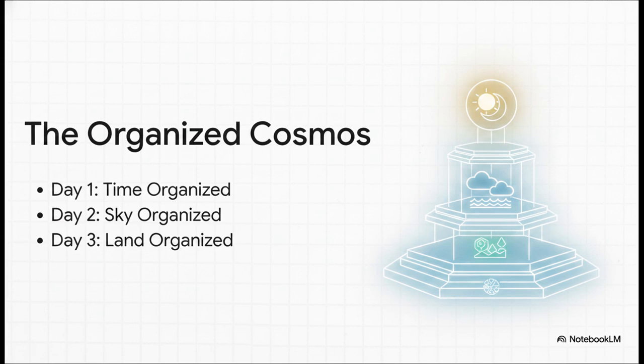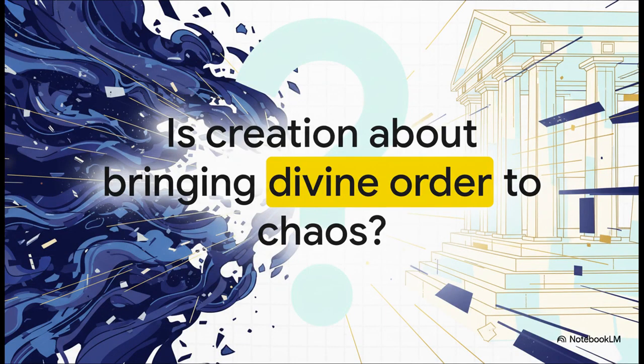Just step back and look at how incredibly logical this is. We all have this deep human need for structure to make sense of a crazy world, right? Well, what started out as a formless, dark void submerged in water is now a beautifully organized, habitable system. Day 1, organize time. Day 2, organize the sky. And Day 3, organize the land. The blueprint worked perfectly. So, this entire structural breakdown leaves us with a really fascinating thought to explore.